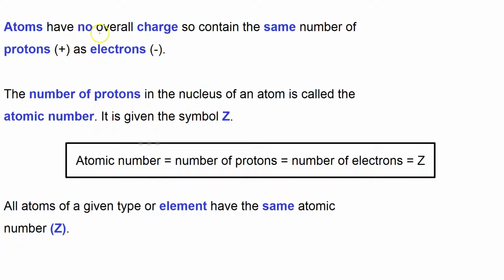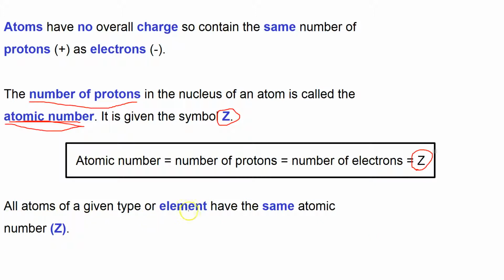As atoms have no electrical charge overall, they must contain the same number of protons as they do electrons. The number of protons in the nucleus of an atom, which is also the number of electrons that it contains, is given the symbol Z and is referred to as the atomic number. So the atomic number, or Z, is equal to the number of protons, which is also equal to the number of electrons. Z will always be a whole number.